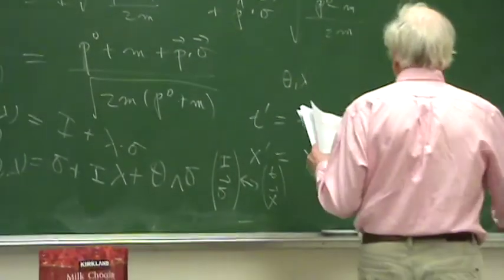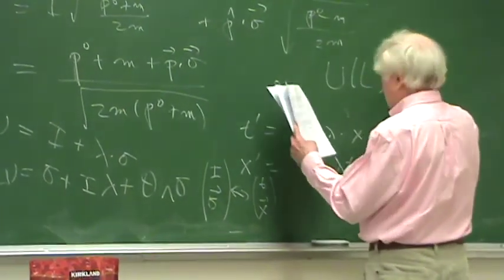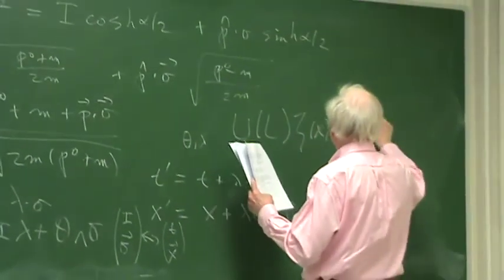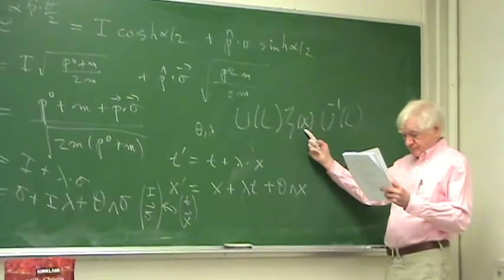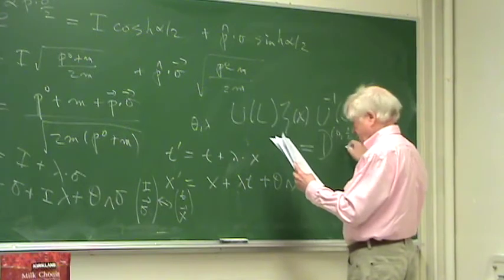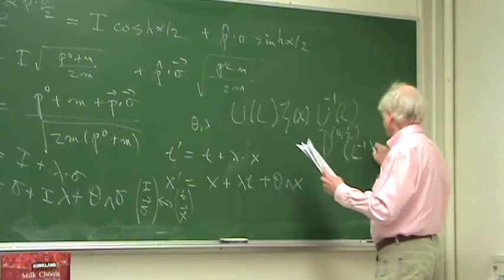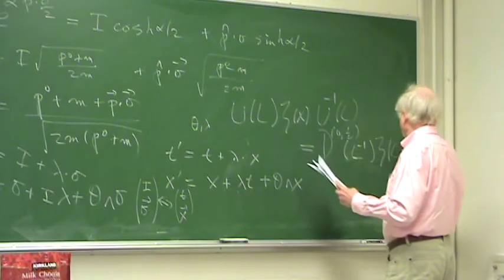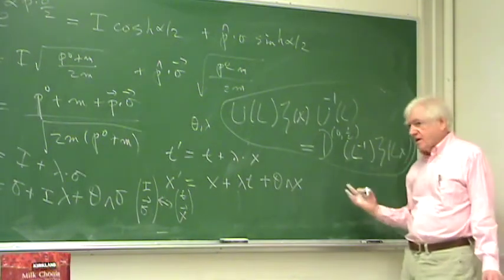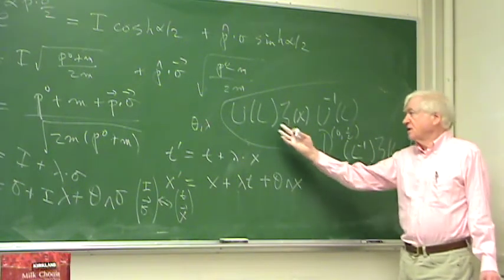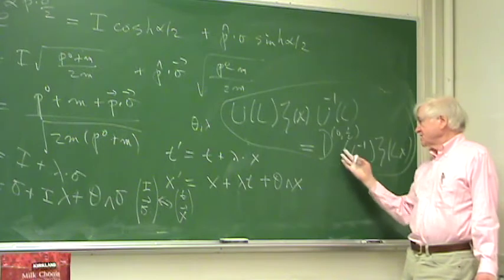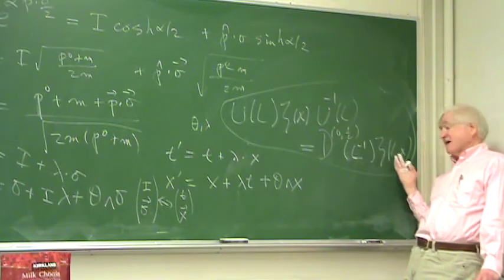All right, then what you have is the following. For this 2 by 2, if we have a field that transforms as D^(0,1/2) of L inverse, or let us say this is how we will require a spin 1/2 field to transform: U of L zeta, this is a 2-component field, U inverse of L is this D^(0,1/2) of L inverse on zeta of Lx.